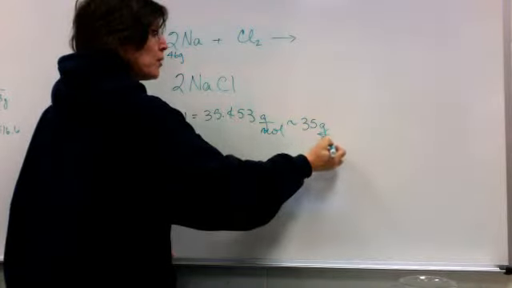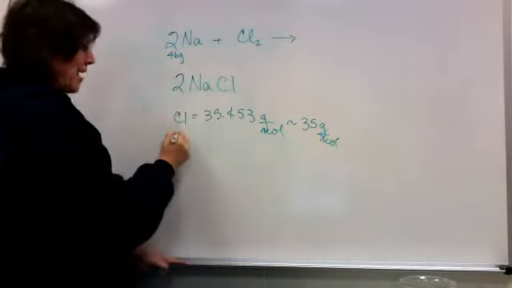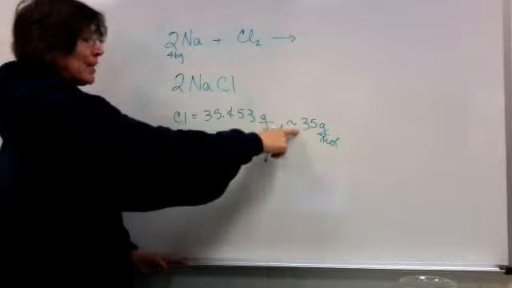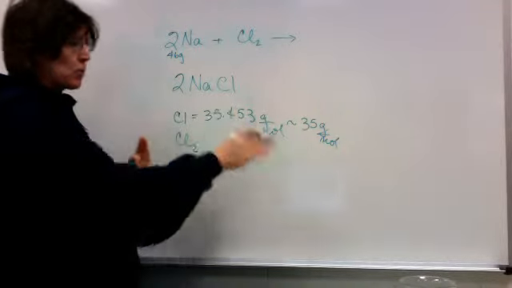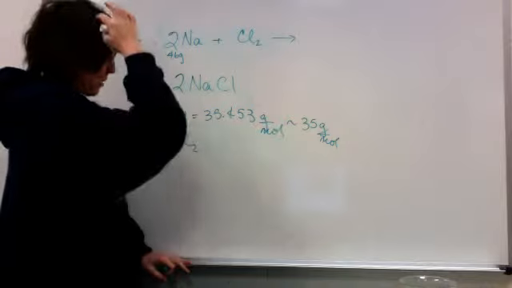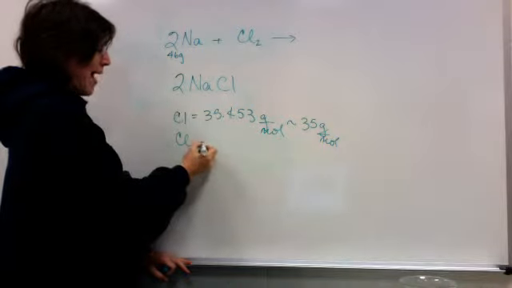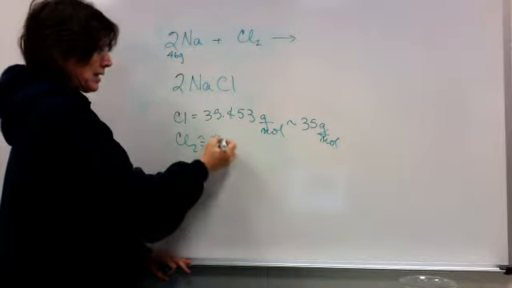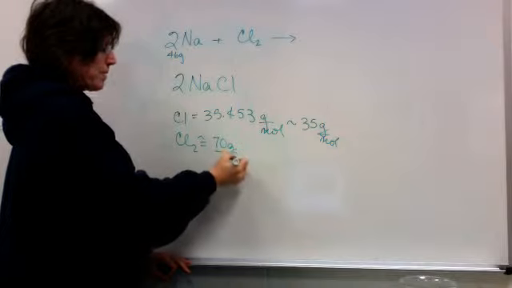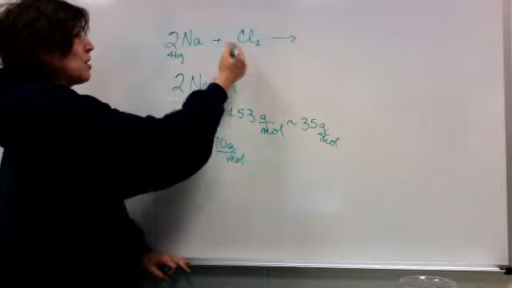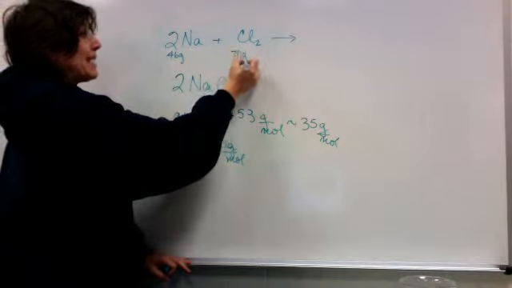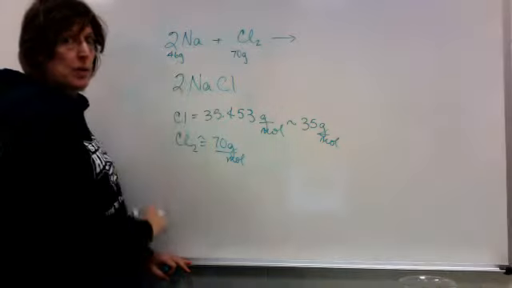But remember that we don't have plain old chlorine, we have Cl2. So I need to multiply that by 2 because each of those chlorines has 35 grams per mole. So Cl2 has about 70 grams per mole. And I only have 1 mole of it, so I have 70 grams. I need 70 grams here to make this equation work.